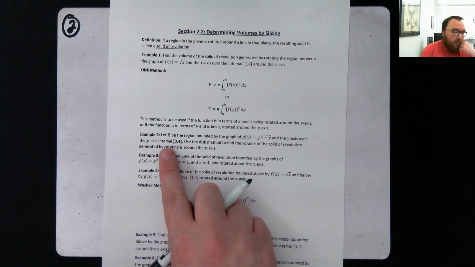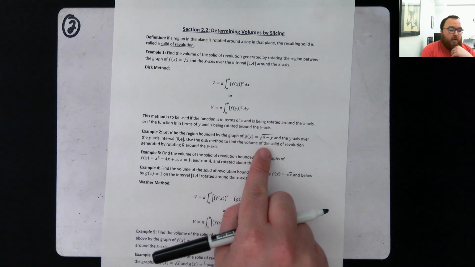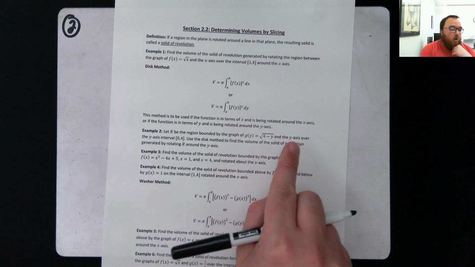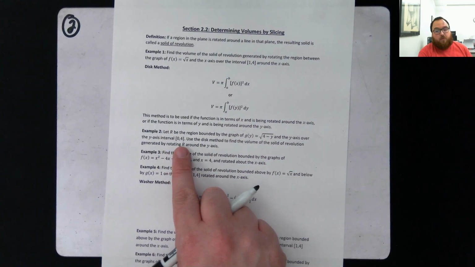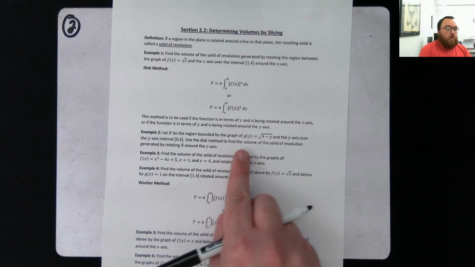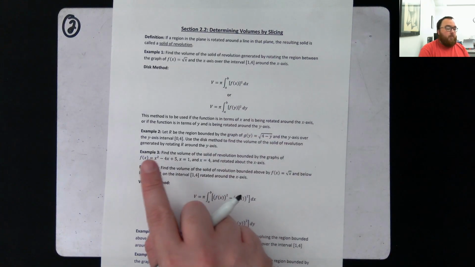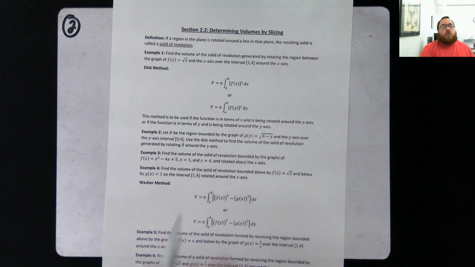Example number 2. Let R be the region bounded by the graph of g of y equals the square root of 4 minus y and the y-axis over the interval from 0 to 4. Use the disk method to find the volume of the solid of revolution made by rotating R around the y-axis. So let's think really quick first before I start this.